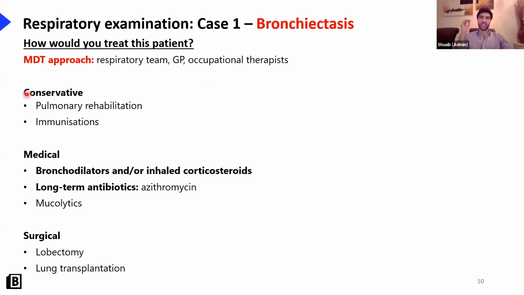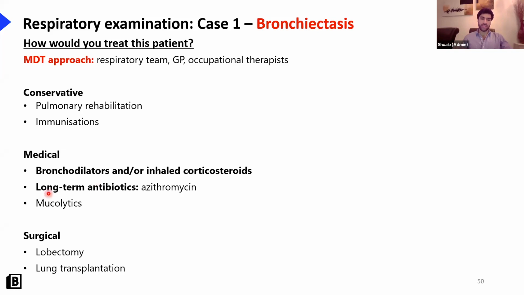And then management. So like investigation was categorized into bedside, bloods, imaging, special tests, management should always be categorized into conservative, medical, and surgical. So pulmonary rehabilitation, these are breathing exercises. Patients should be immunized against things like influenza. They are typically on bronchodilators, probably less so inhaled corticosteroids, but more bronchodilators. And that's what we saw at the beginning of the case. The patient had a tiotropium inhaler.